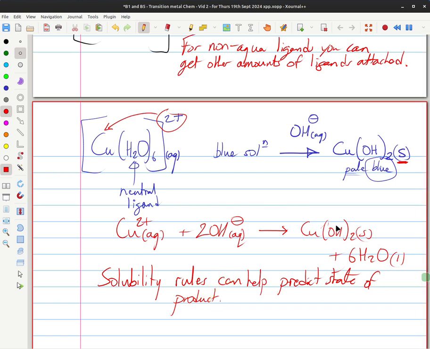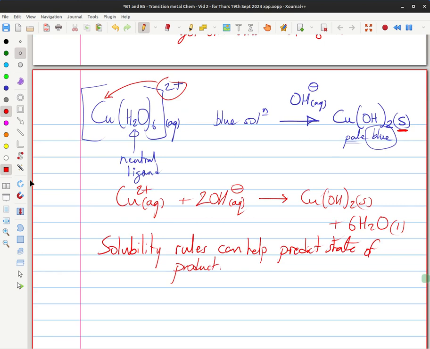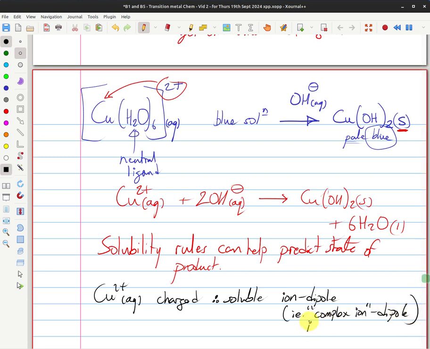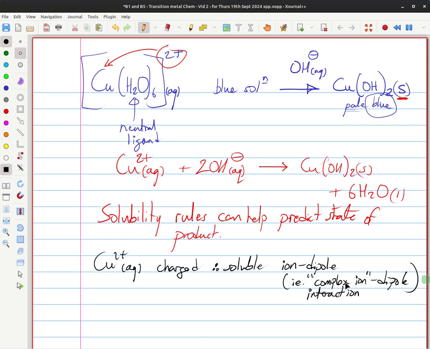Now there's a nice alternative way to predict that it was a solid, and that is looking at the charge. Okay, so the aqua Cu2+ complex is charged. Therefore, it's going to be soluble. The kind of interaction that we have with water solvent will be an ion, or complex ion, I should say, ion dipole, i.e. complex ion dipole interaction. And they're stronger than hydrogen bond interactions. So ion dipoles, yeah, they're very soluble.